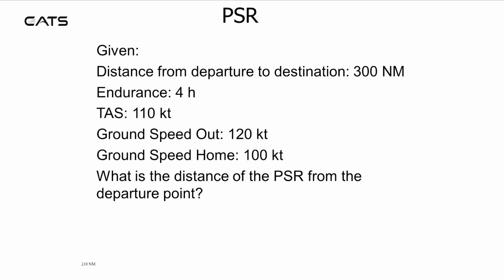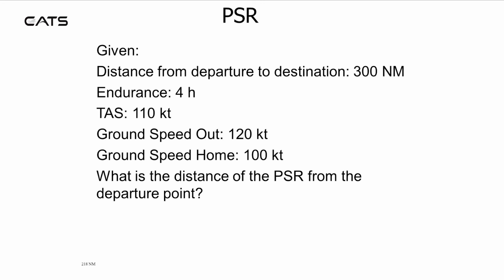And lastly, the distance from departure to destination is 300 nautical miles. The endurance is 4 hours. TAS 110 knots. Ground speed out 120 knots. Ground speed home 100 knots. What's the distance of the PSR from the departure point?